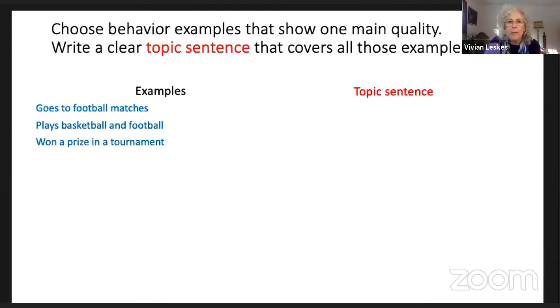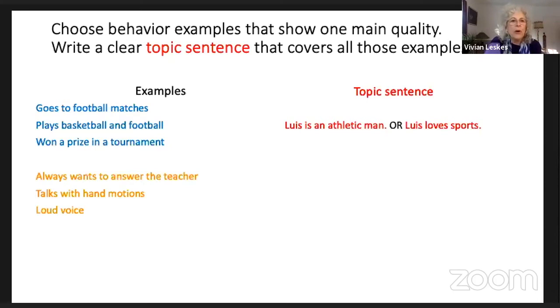So for example, the topic sentence might be, "Luis is an athletic man." We're still talking about Luis. And this topic sentence prepares the reader for everything that follows in the paragraph. Or it might be, "Luis loves sports," or "Luis is very sporty." Here are some more examples of behavior.